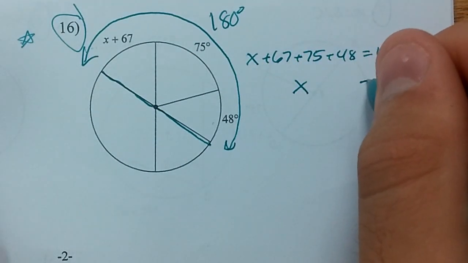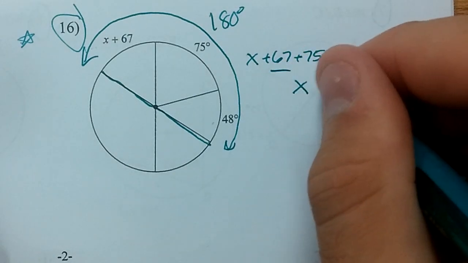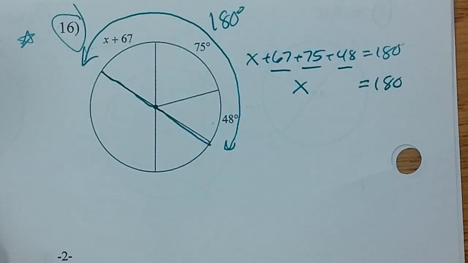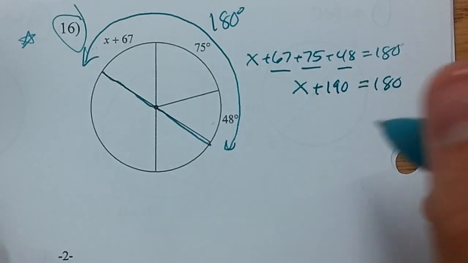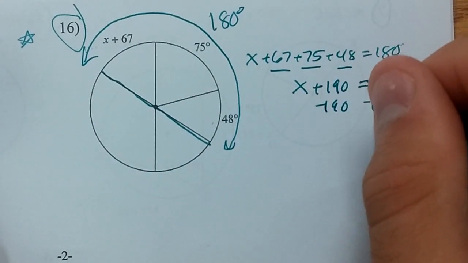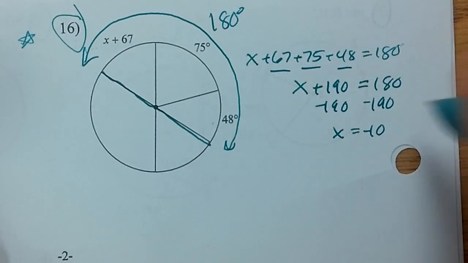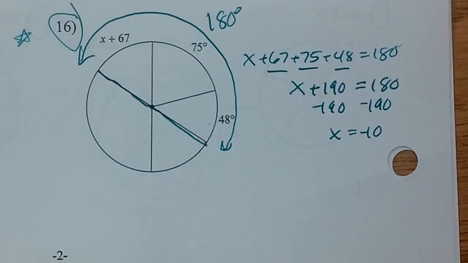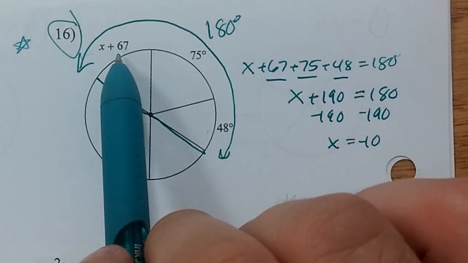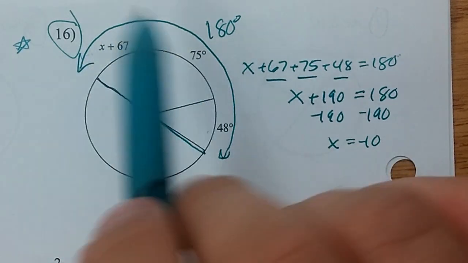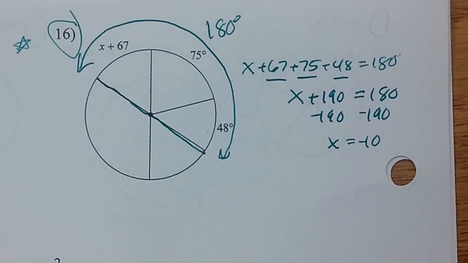Combining like terms, you would do 67 plus 75 plus 48, which is 190. Subtract 190 from both sides. X is going to be negative 10. You may be thinking, well, x being a negative number is an issue, right? Because you can't have negative angles. But it's not x that needs to be positive, it's the angle itself. So if we were to plug this back in, you get negative 10 plus 67. You would get 57, still a positive number here. And that'd be okay.